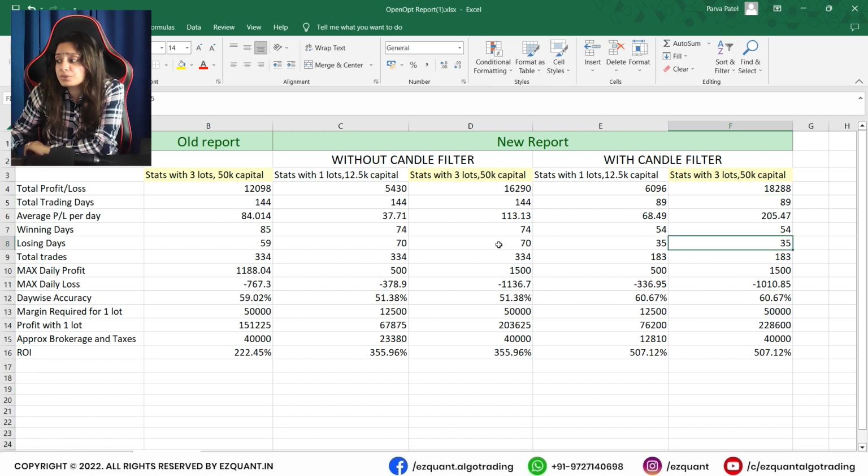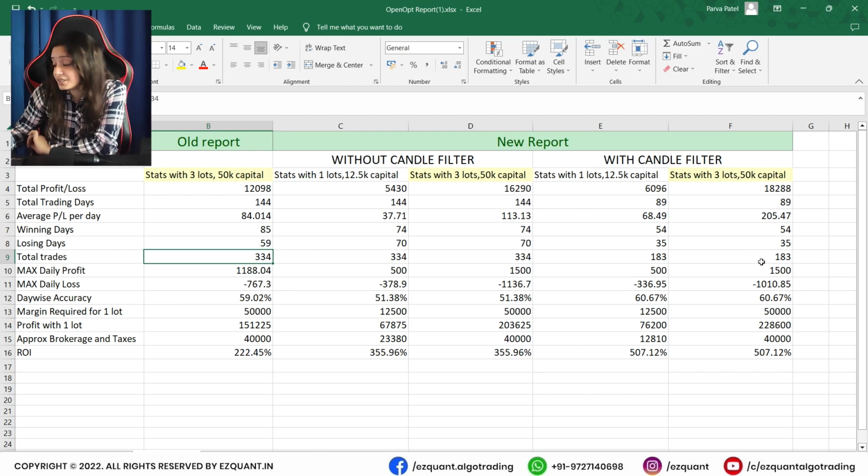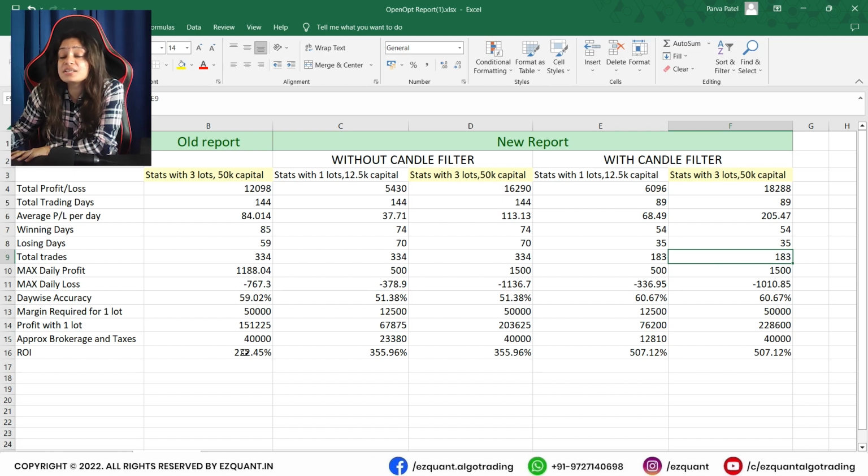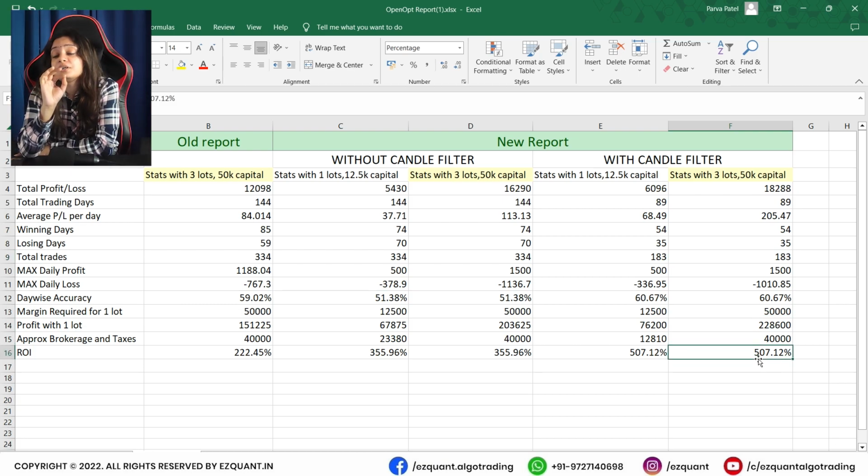See, exactly, the total number of trades has also gone down from 334 trades to only 183 trades. The ROI has increased significantly, almost more than doubled from 222% to 507%. We have almost doubled our return on investment by making some observations and actually putting a small filter on the strategy.